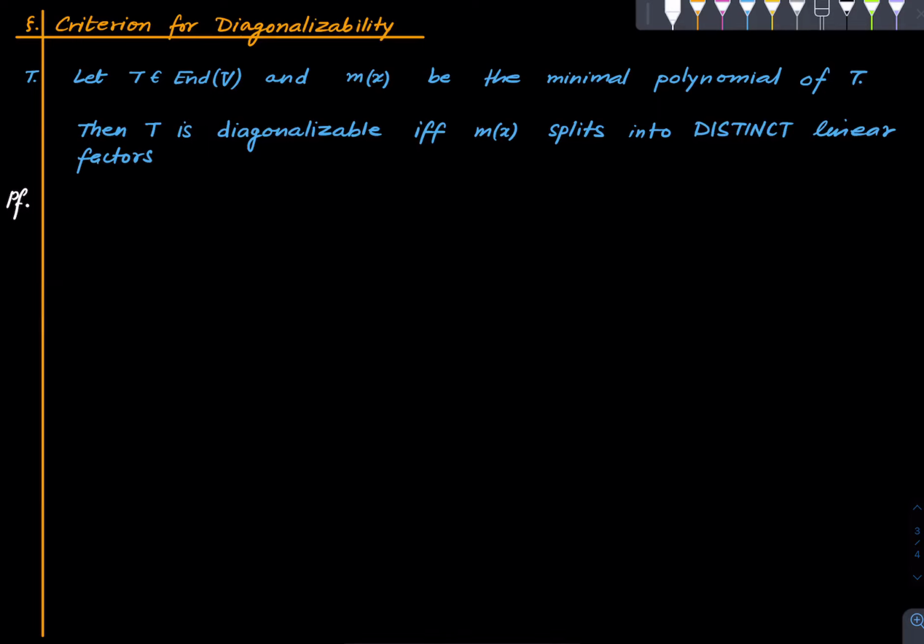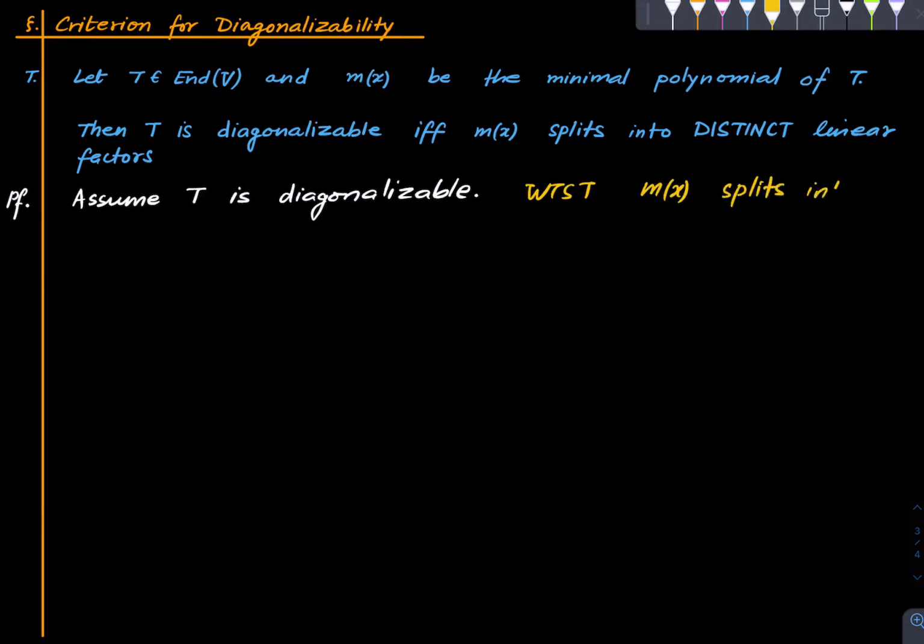Okay, so first assume diagonalizability. So assume T is diagonalizable. We want to show that m_T(x) splits into distinct linear factors. So the fact that m_T(x) splits is clear because in particular T is upper triangulable. So we already know that m_T(x) splits. I'm not writing that.